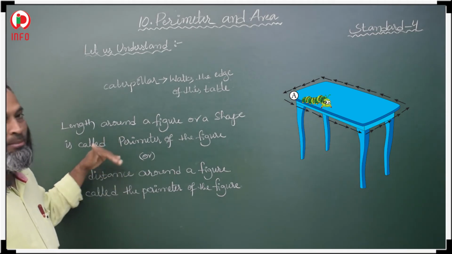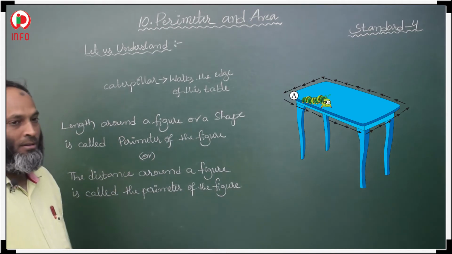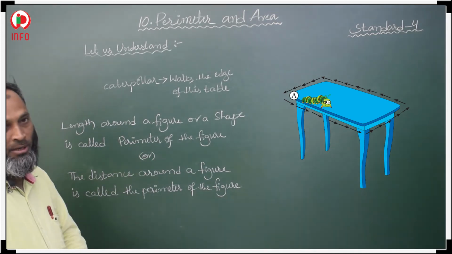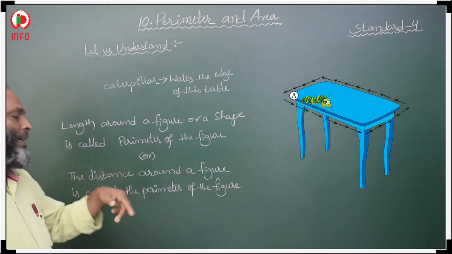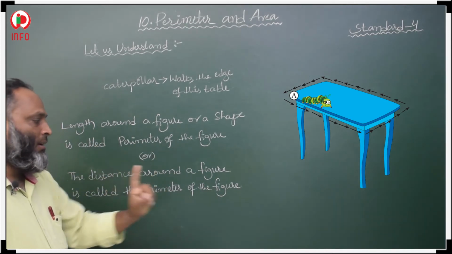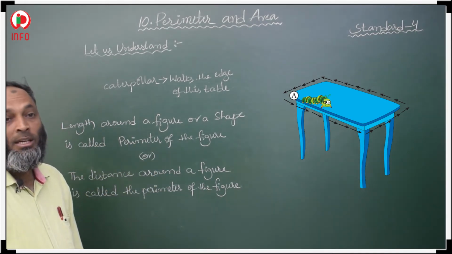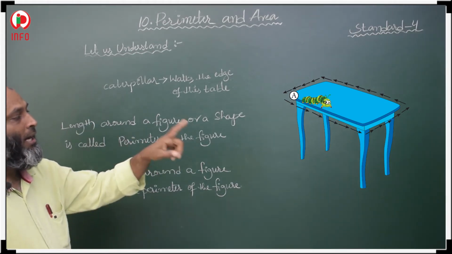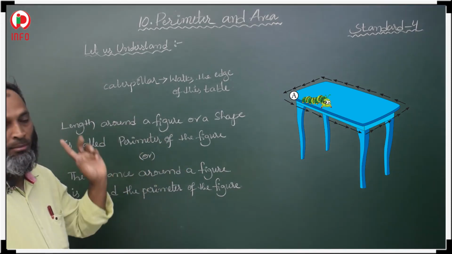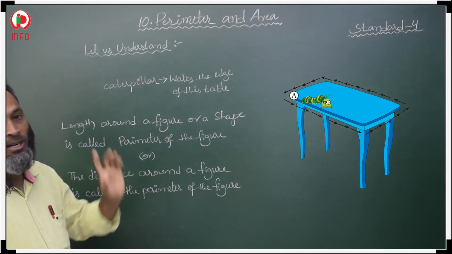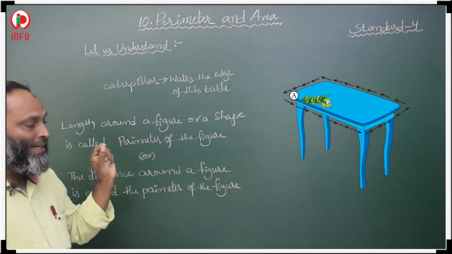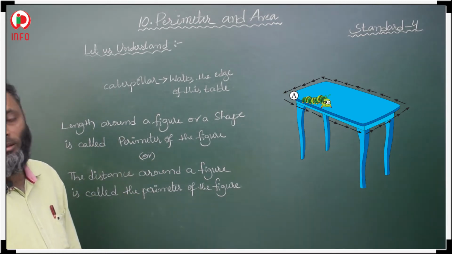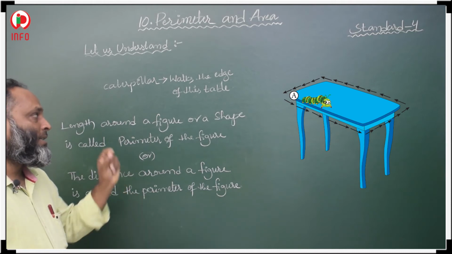One definition for perimeter is the length around a figure or shape. Or otherwise, the distance around a figure is the perimeter. Here the caterpillar walks from point A, moves along the edges of the table and again reaches the starting point A. The distance it covers on the table is the perimeter of the table.